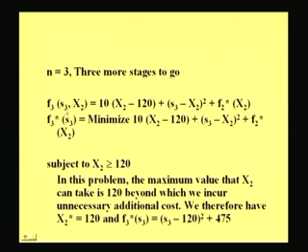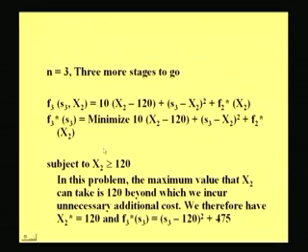Now, f3 star of s3, which is the best value of this function, is given by an x2 such that it minimizes 10 times x2 minus 120 plus s3 minus x2 the whole square plus f2 star of x2. This f2 star of x2 comes in because whatever we have as x2 in this month will be available as S2 in the beginning of the next month, subject to the condition that x2 greater than or equal to 120 is also satisfied.